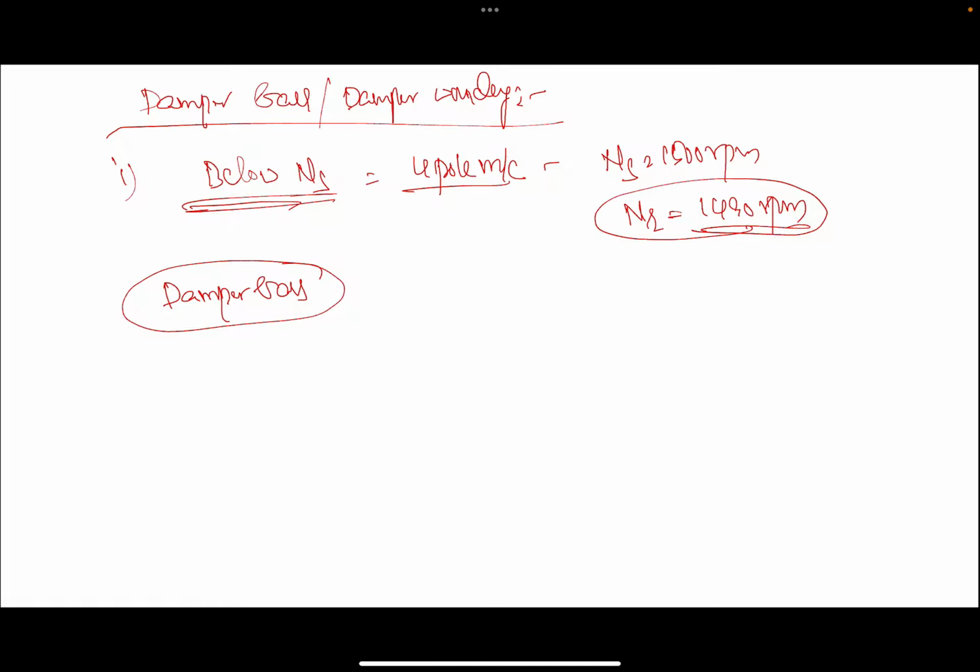So I need a device which is able to convert the output into mechanical energy. Is there any machine where the input is electrical energy and the output is mechanical energy? Now here, this extra mechanical energy required by the machine will be given by the damper bars.